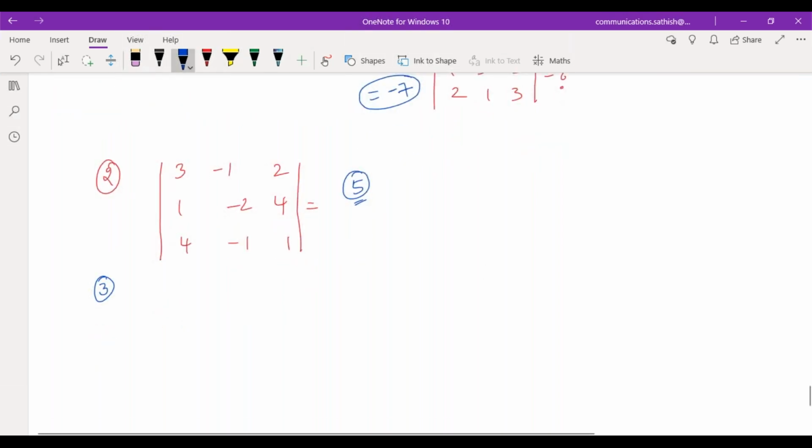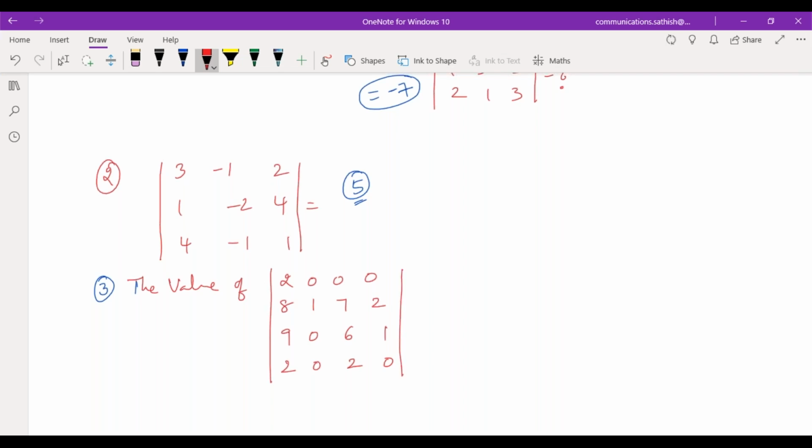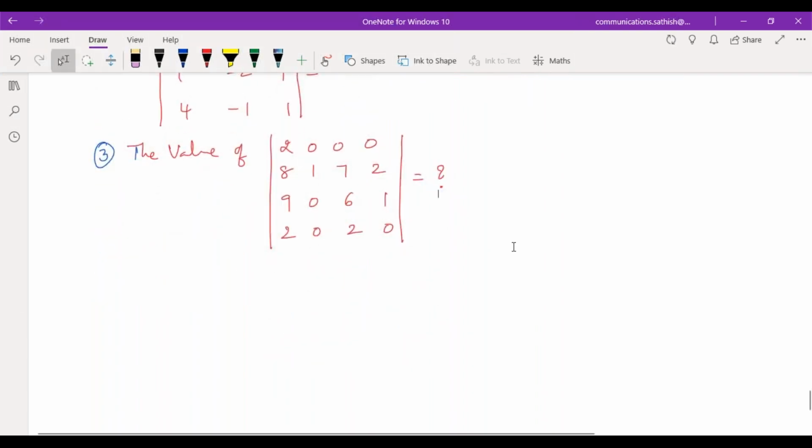Next, the third problem. The value of the determinant with rows 2000, 8172, 9061, 2020. They want the determinant for this. Can you give me the answer for this?